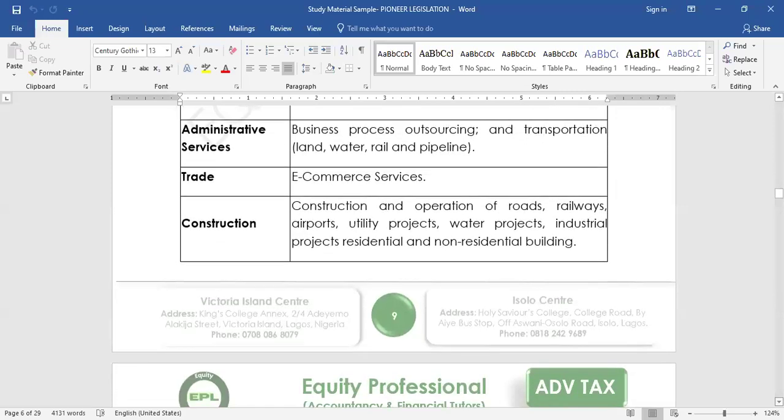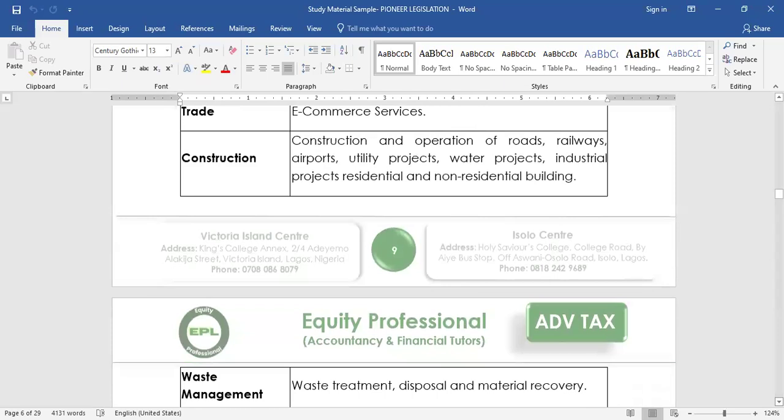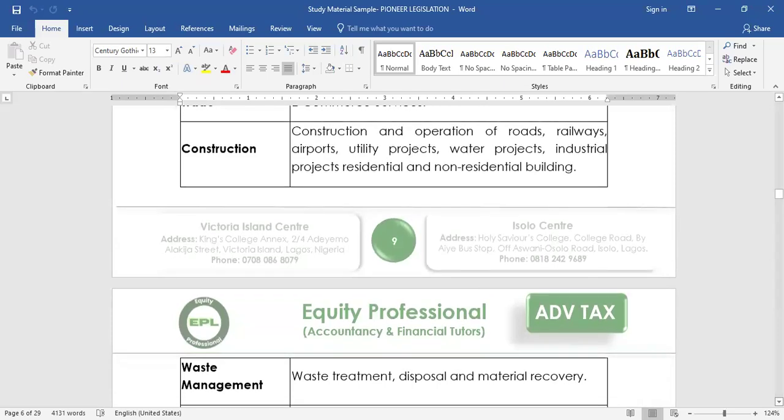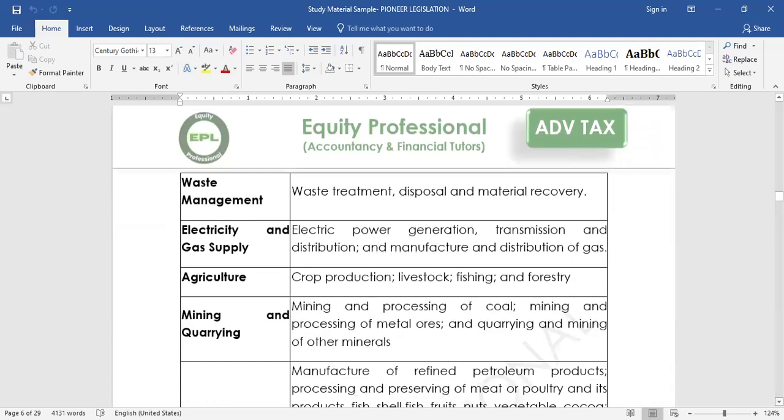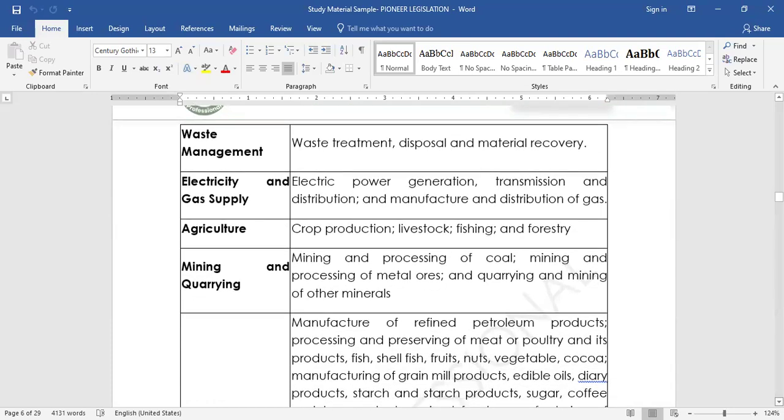Constructions too. There are some construction companies that enjoy pioneer incentive. Waste management too. There are some waste management companies that enjoy pioneer incentive. Agricultural companies enjoy pioneer incentive. For agricultural companies, their initial pioneer period is 5 years, as against what? 3 years that is applicable for a normal company.